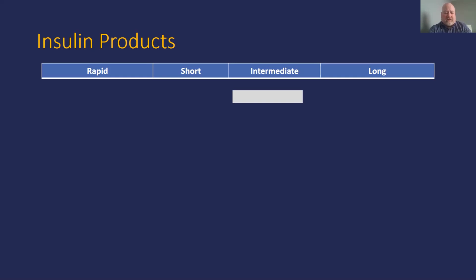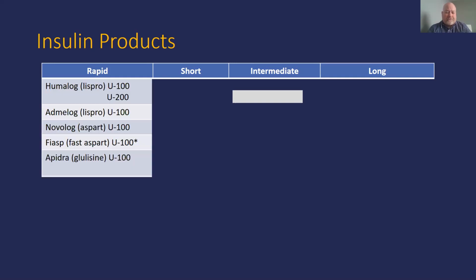So let's take a look at the insulins in each of these groups, starting with rapid. We've got Humalog or Lispro, whichever we want to pronounce it. It's available as a U100 or U200 product. Most of our insulins are U100 products, but this one comes in a concentrated version as U200. You dose them the same way. The device takes the concentration into consideration, so those are used as a 1-to-1 ratio to each other.